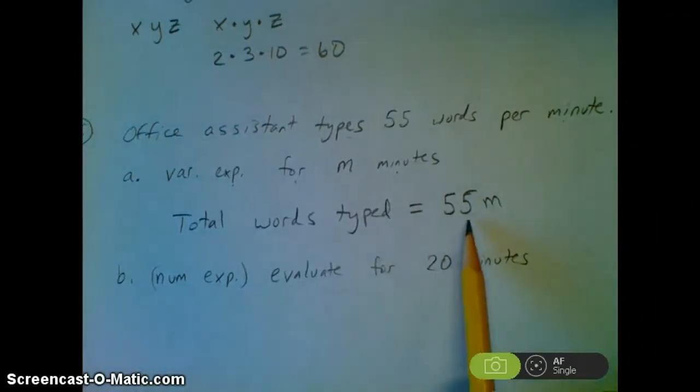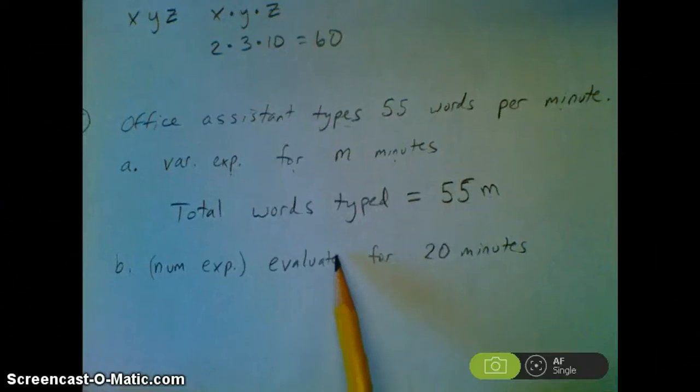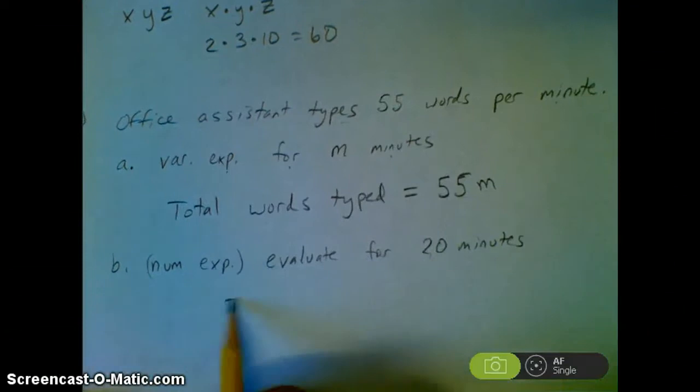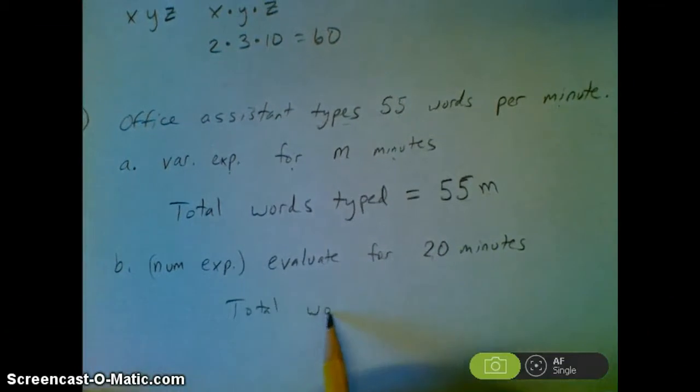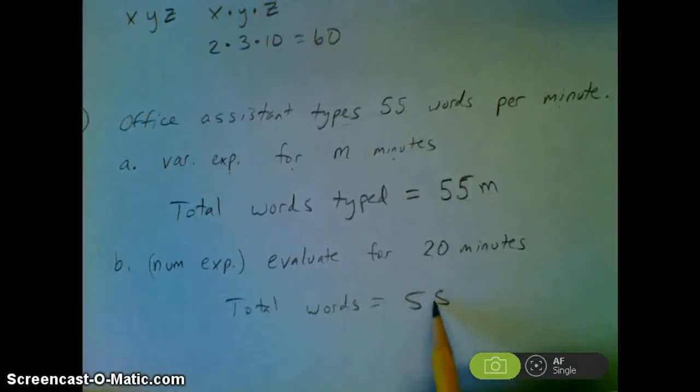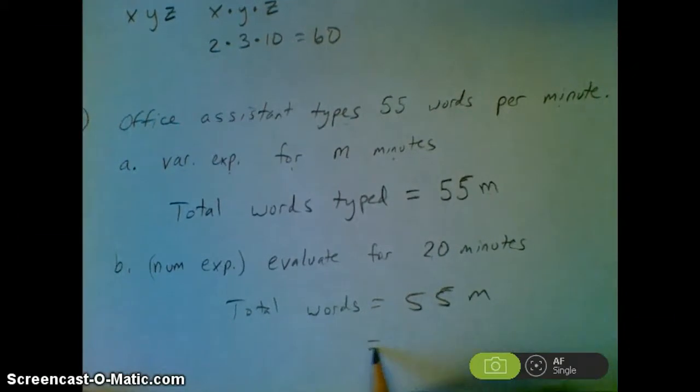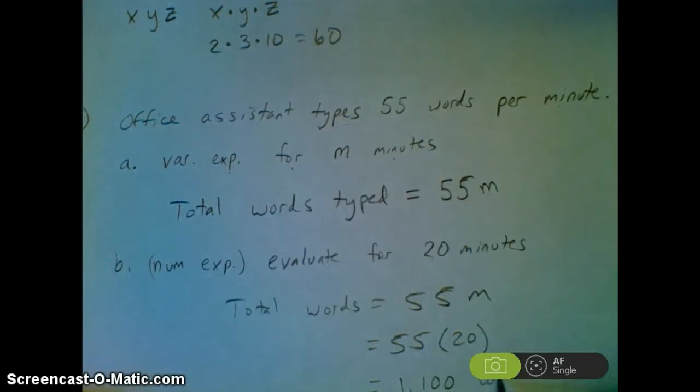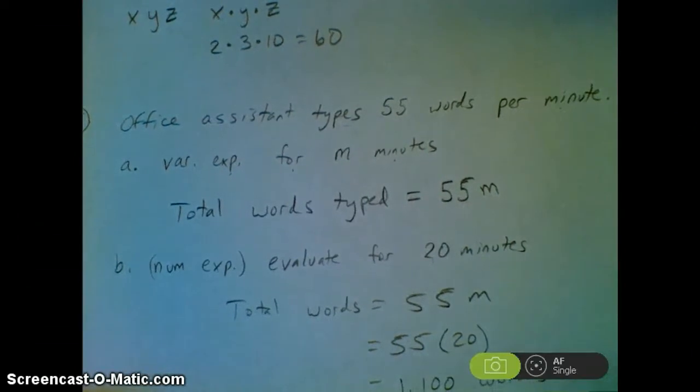Once we have our variable expression, we can plug in the number that's given and write the numerical expression and solve. So we know that total words typed is 55m. I can just plug in 20 for m, so that'll equal 55 times 20. And 55 times 20 is 1,100 words.